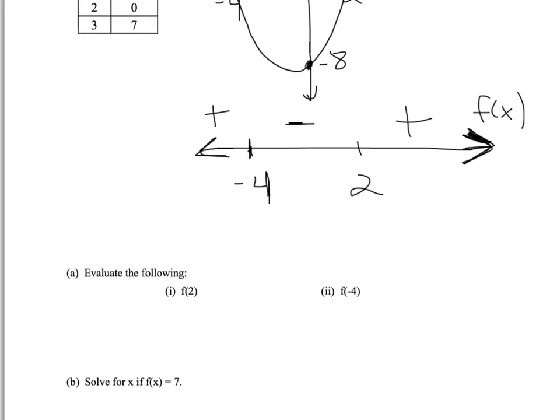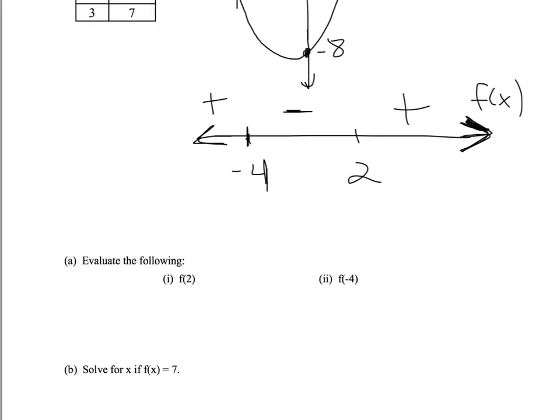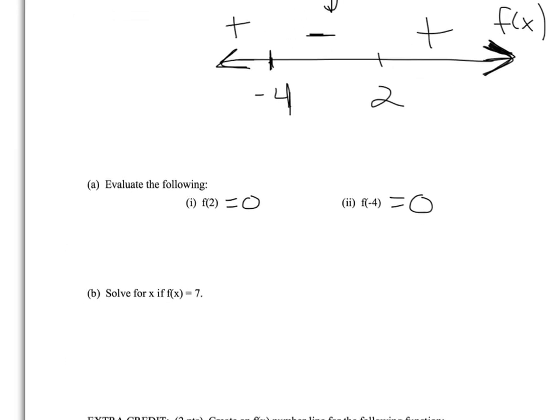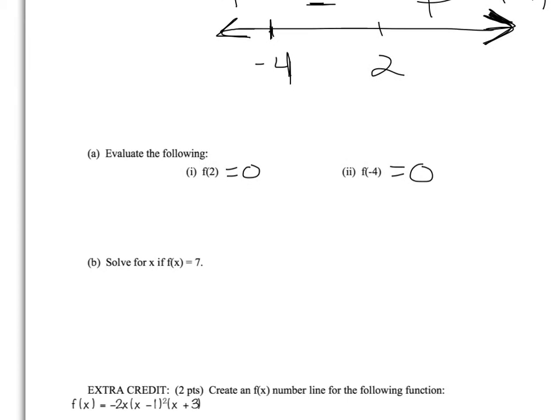Great. Then we had some more questions here. We had to evaluate f of 2 and f of negative 4, which we could have used the table for. F of 2 is 0, f of negative 4 was also 0. And then we wanted to solve the equation f of x equals 7. So what x value can you input to the function so that the function outputs 7? Well, I know one of those x values is 3 from looking at the table.